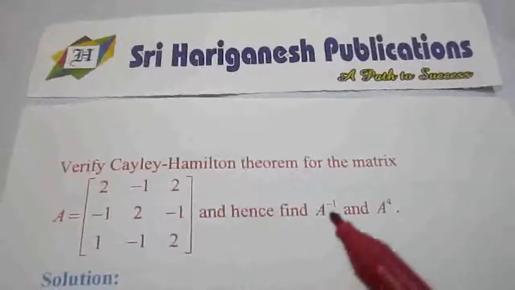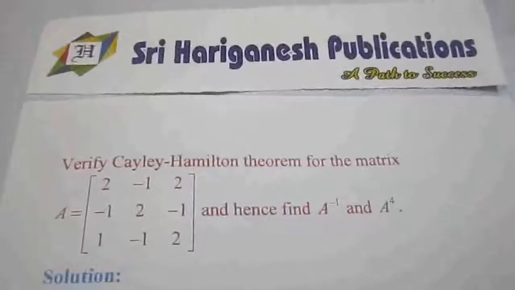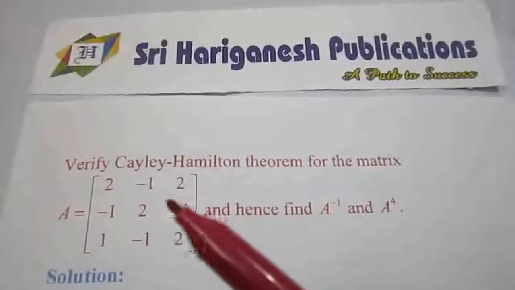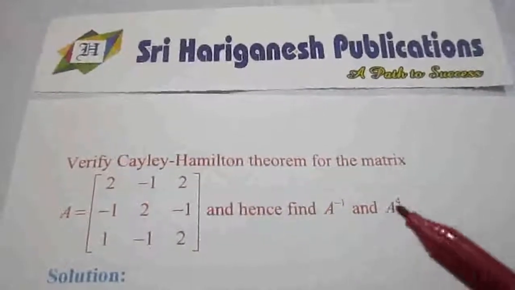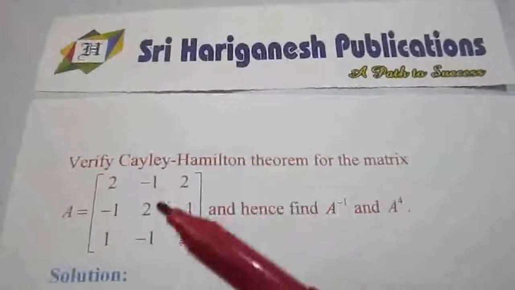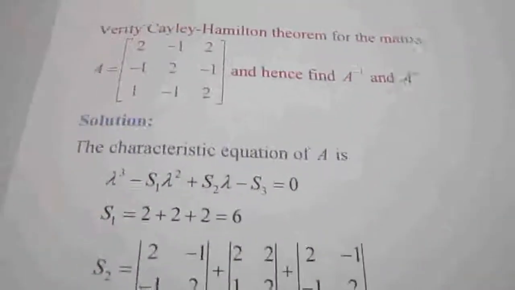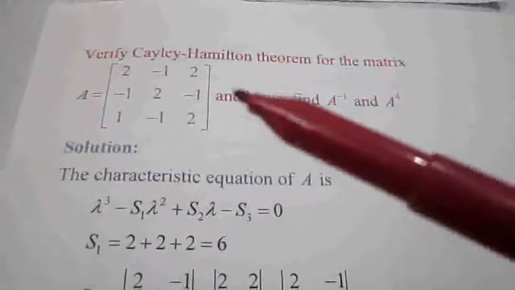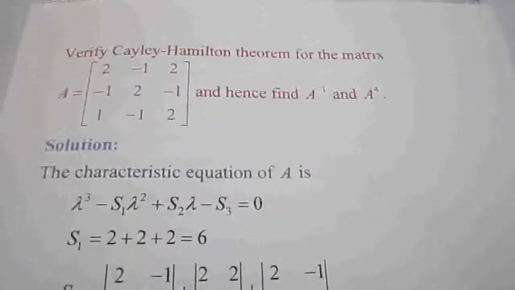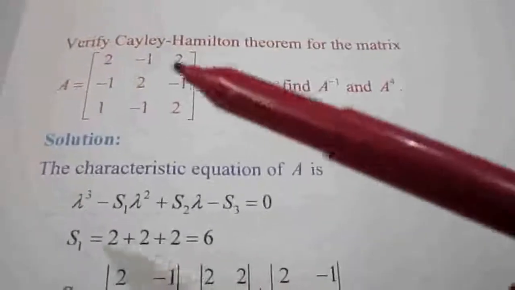We do not find A inverse by using the formula A inverse equal to 1 by determinant A into adjoint A. You do not use that formula. We have to find A inverse using the Cayley-Hamilton theorem, and also A power 4 using the Cayley-Hamilton theorem. So first we verify the theorem for the given matrix. We know the statement: every matrix A satisfies its own characteristic equation. So first I want to find the characteristic equation of the given matrix A.